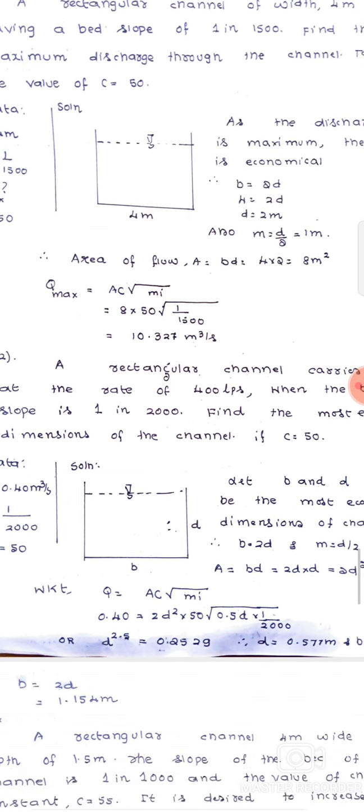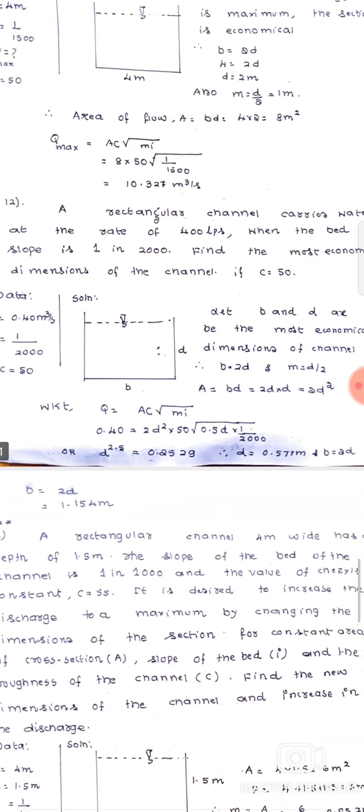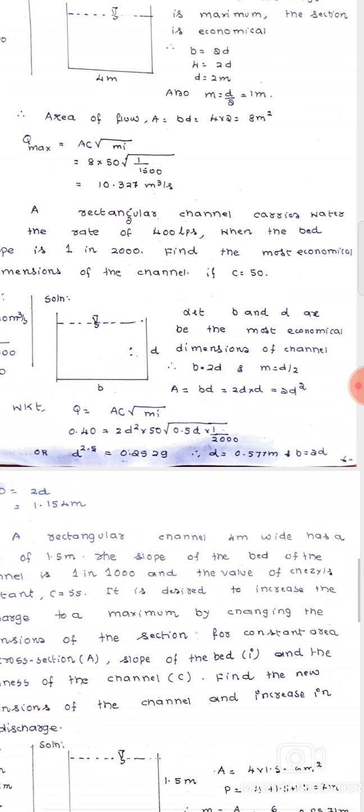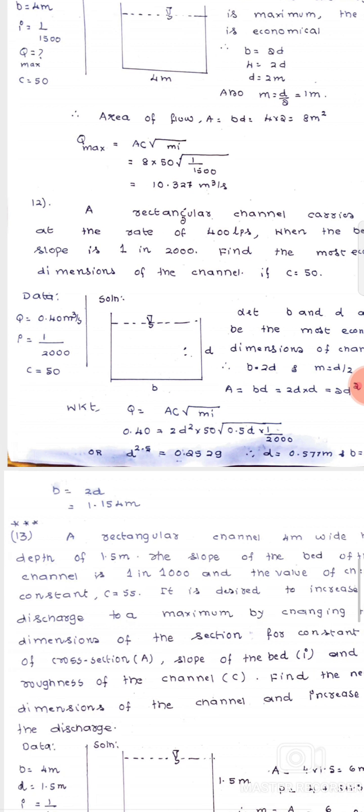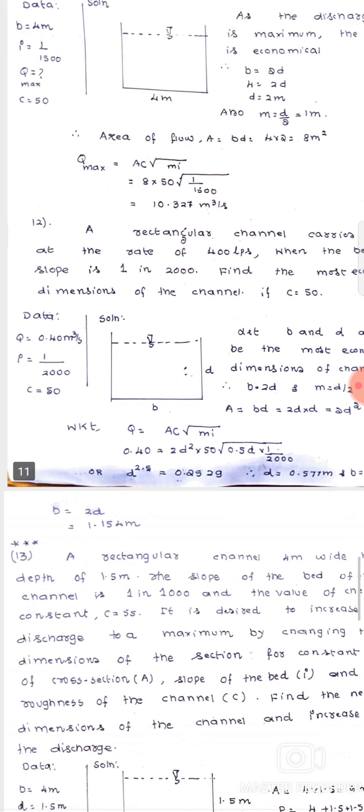Then the 12th numerical: a rectangular channel carries water at the rate of 400 LPS. LPS is liter per second. When the bed slope is 1 in 2000, find the most economical dimensions of the channel, if C is equal to 50. See, in the previous numerical, width was given and we had to find out the maximum discharge. Here the maximum discharge is given, but we have to find out the most economical dimensions, B and D.